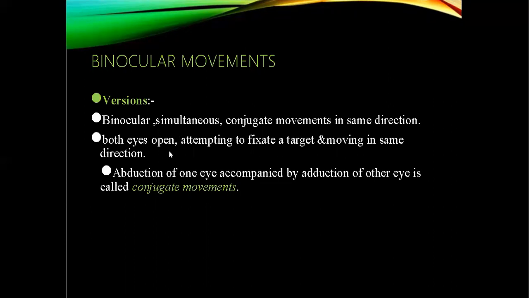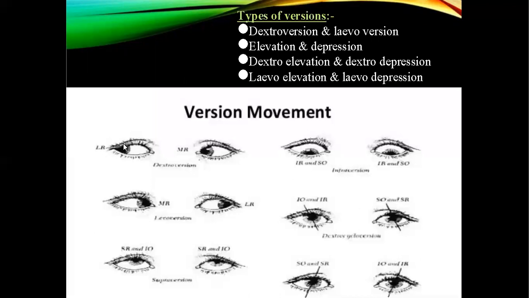Both eyes are open, and we have to make the patient attempt to fixate a moving target. So these are types of version. Dextroversion means movement of both eyes towards the right. In this, the right eye is moving towards the right, and the left eye is also moving towards the right. So the right eye is abducting and the left eye is adducting. So this is called dextroversion.